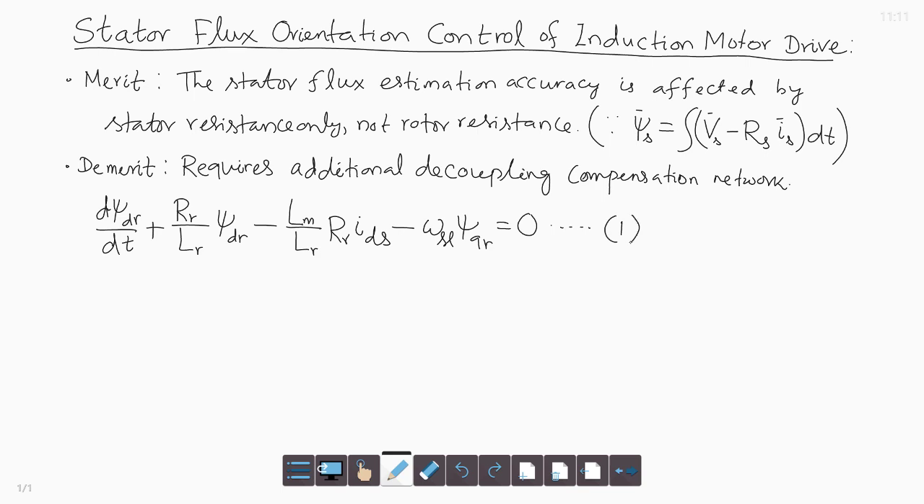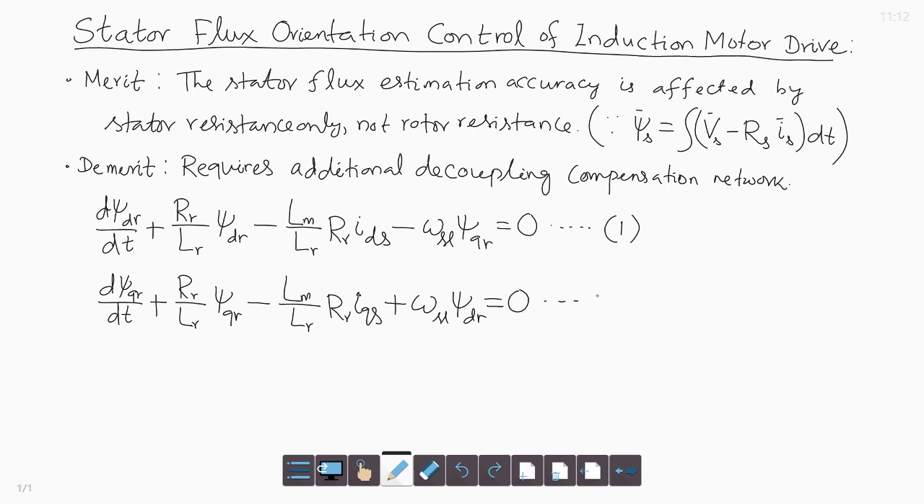Similarly, for the q axis winding, the Vqr is given by d psi qr by dt plus Rr by Lr psi qr minus Lm by Lr Rr Iqs plus omega sl psi dr equals 0 for the q axis winding, because for motoring rotor circuit is closed. So, Vdr and Vqr are 0. This is equation 2.